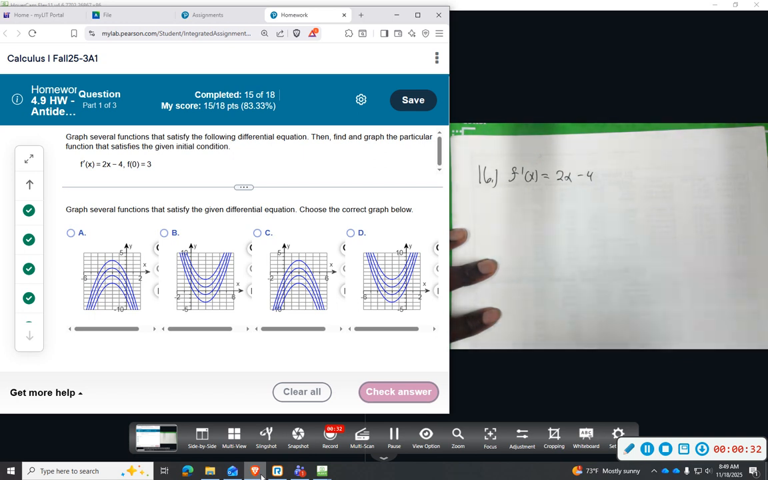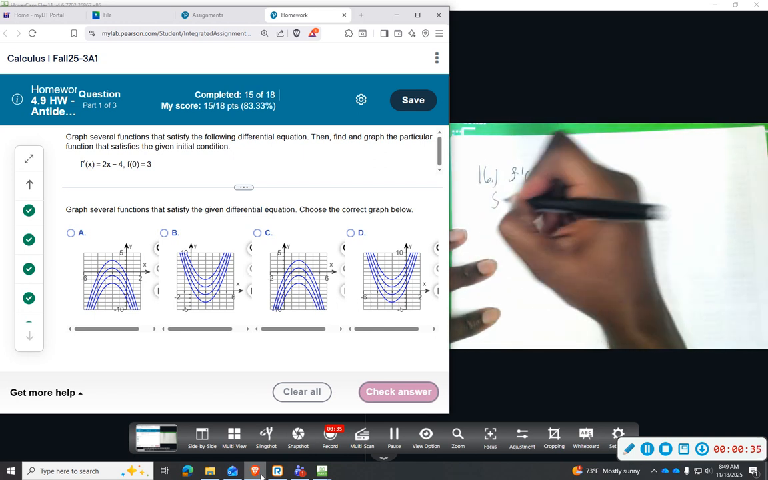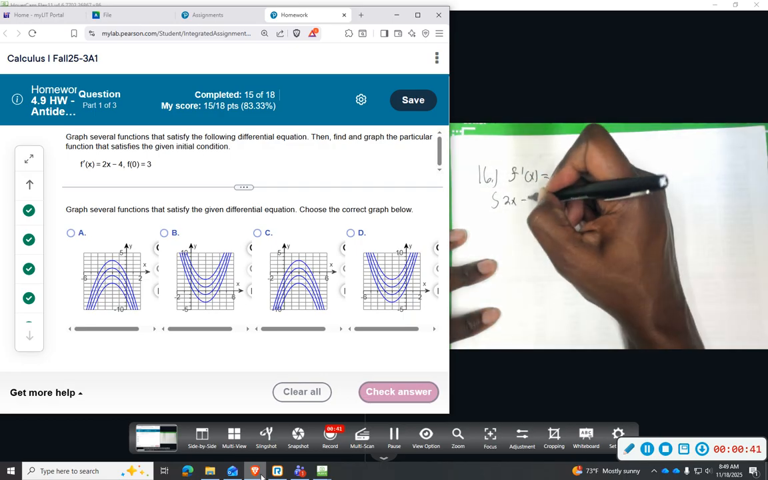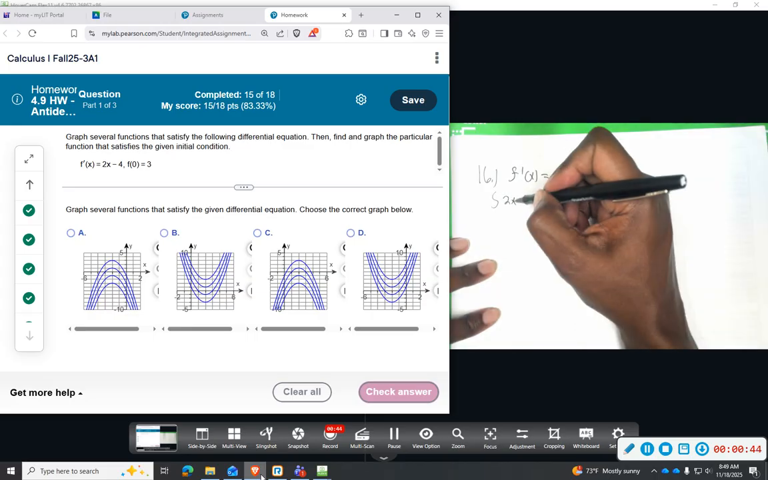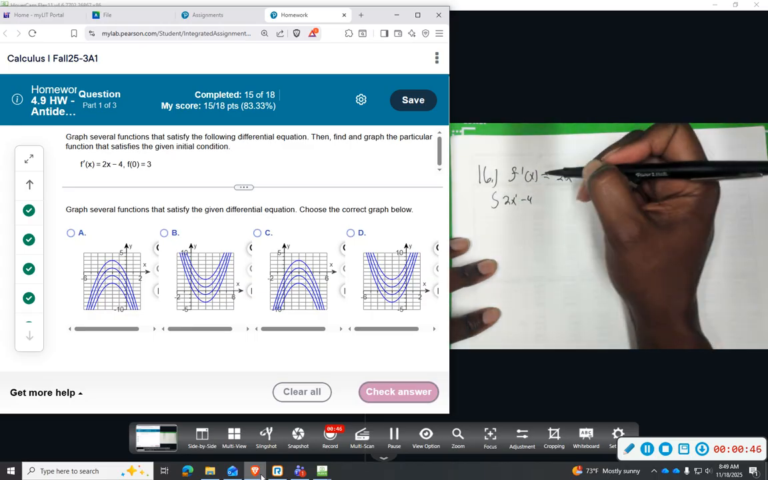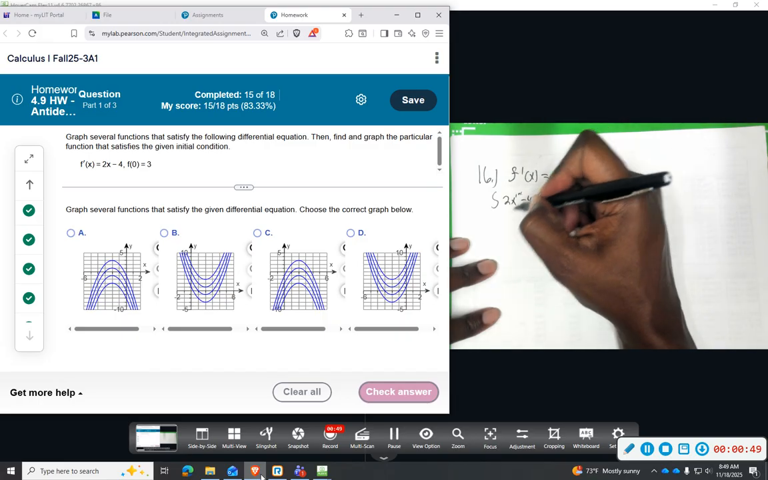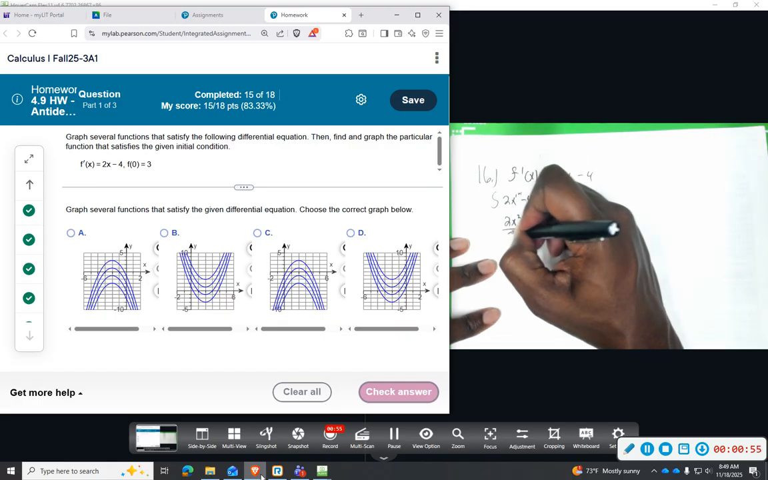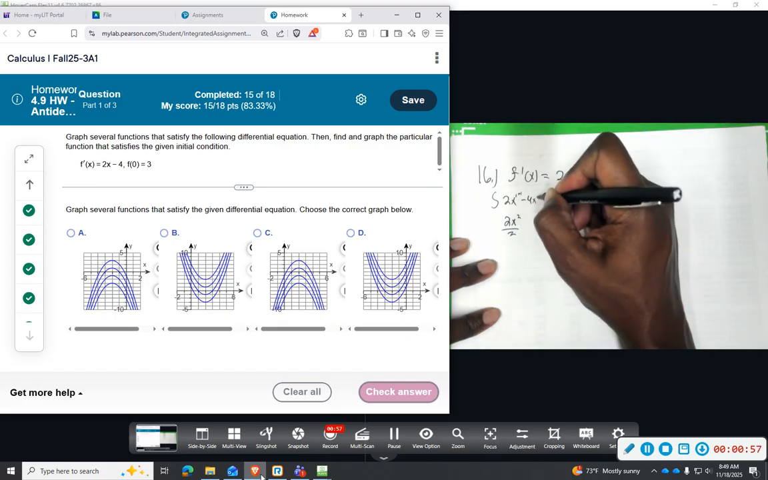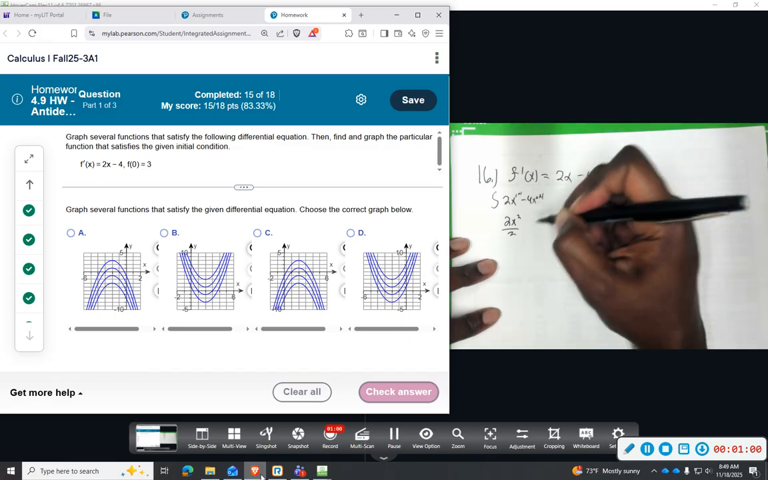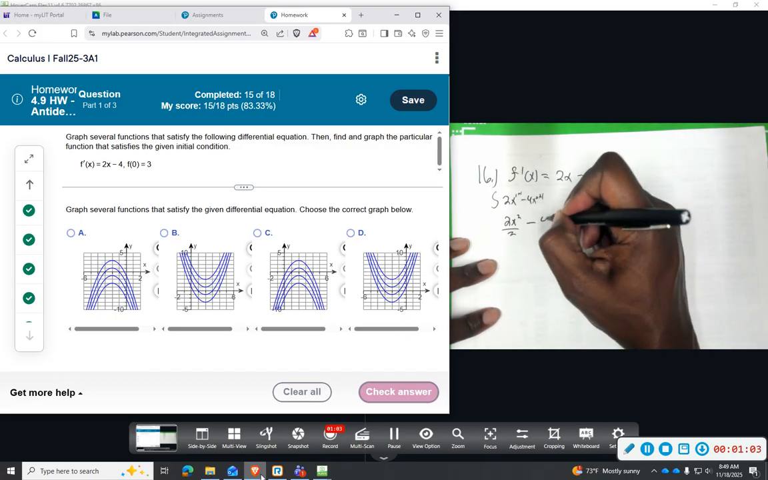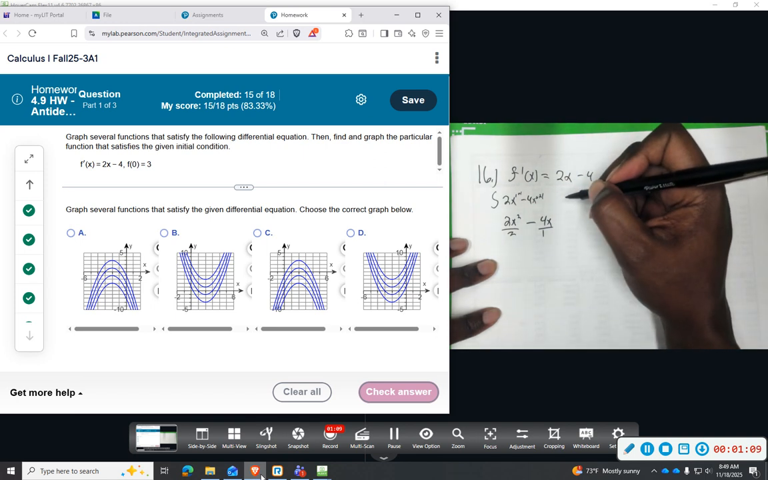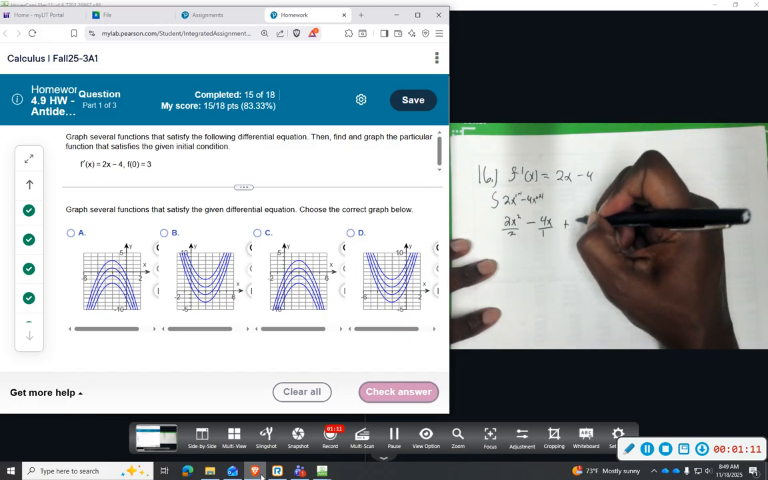So if we go back and find the integral, so if I integrate that, 2x minus 4, we can do these separate and do the power rule. This is x to the 1, so we'll add 1, divide by 2. So that'll give us 2x squared divided by 2. This is x to the 0. We'll add 1 and then divide by 1. So this will be minus 4x divided by 1. And then we'll add a plus c.